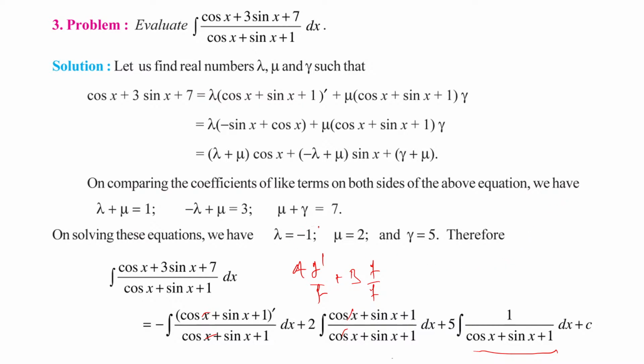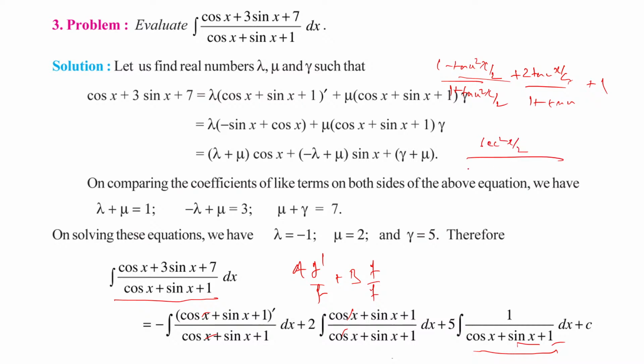Plus 5 times only the denominator part of it. But now, for the denominator part, you have your universal substitution: 1 minus tan square x by 2 by 1 plus tan square x by 2, agreed? Plus 2 tan x by 2 by 1 plus tan square x by 2. You substitute here, plus 1. So basically, the denominator will become this. This 1 plus tan square x by 2 becomes secant square x by 2 in the denominator. You are getting it now? By 1 minus tan square plus 2 tan x by 2 plus 1 times 1 plus tan square x by 2. Okay?